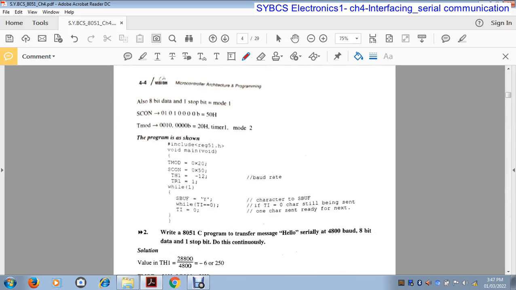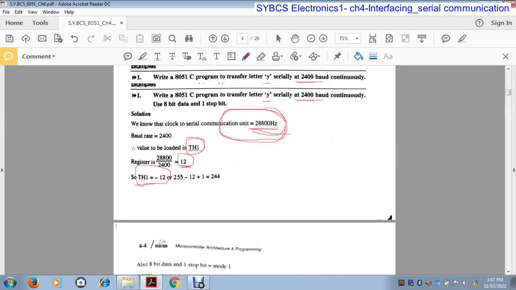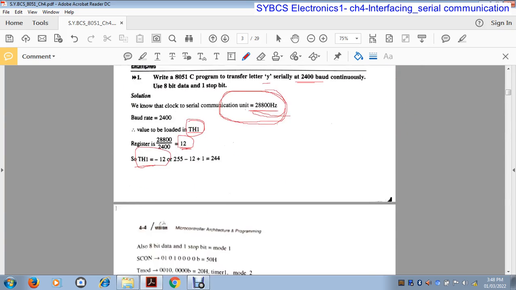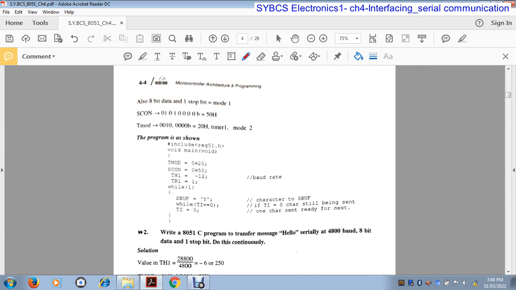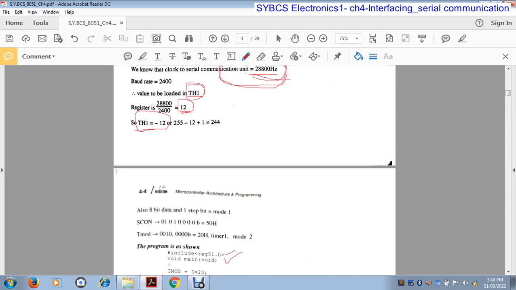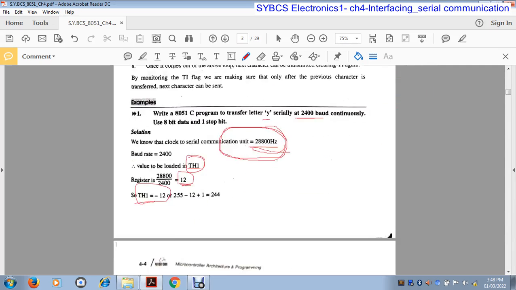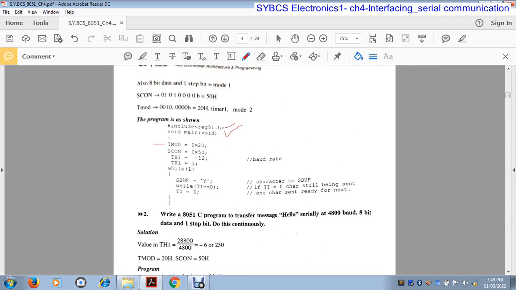Okay, let's start the program. The first step of the program is to load the TMOD register with 20H. Here, #include <reg51.h> is the header file of 8051. void main(void) is the main function. Then the first step of programming is to load the TMOD register with 20H value. So here we did the first step: TMOD = 0x20.